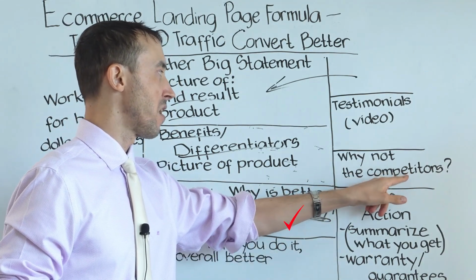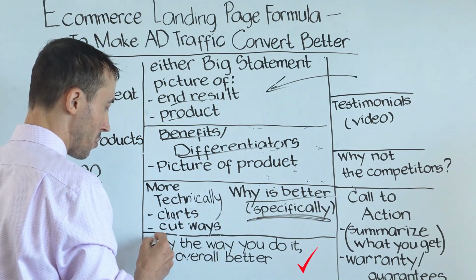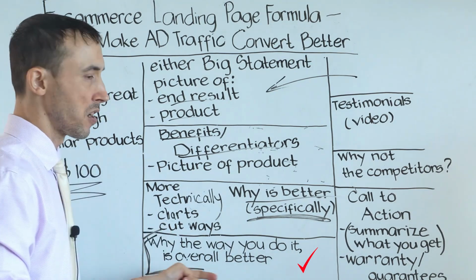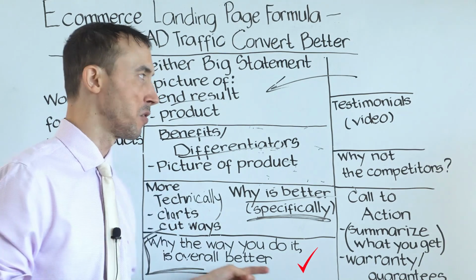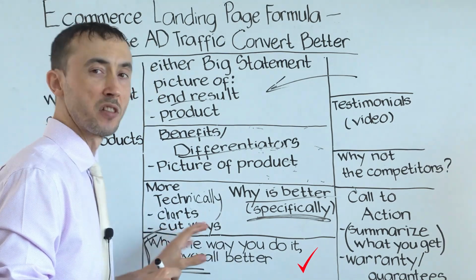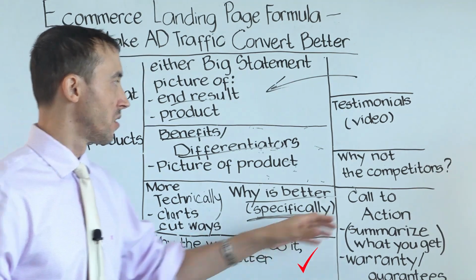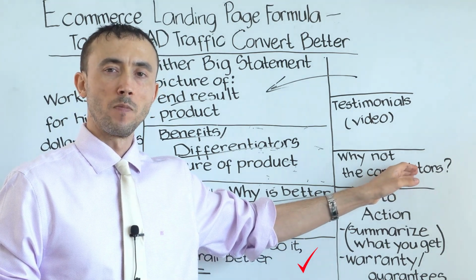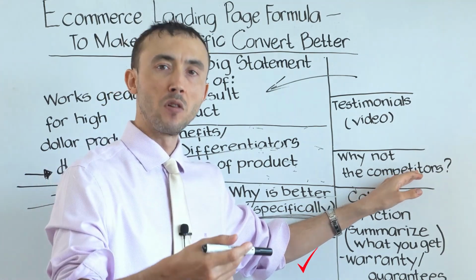Anyway, the next section is: Why not the competitors? This is not to be confused with the section where you're saying why you're better than the competitors, like competitors' items put way less of the active ingredient in the product itself. So there you're saying how we're different from the competitors. And in this particular section, you want to address what the competitors are going to say that makes them good.